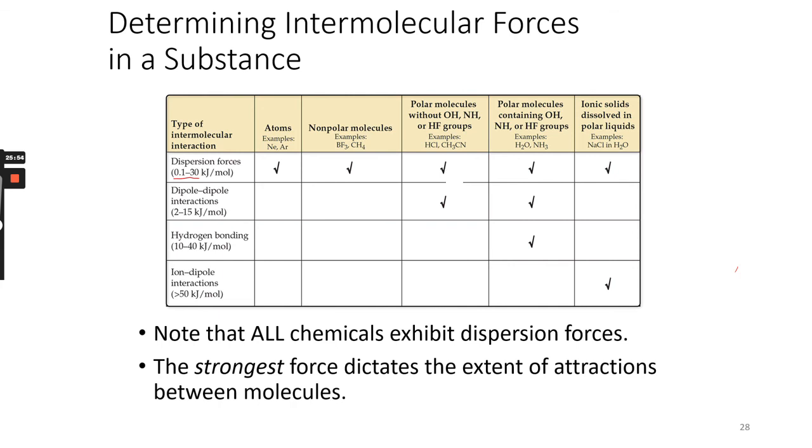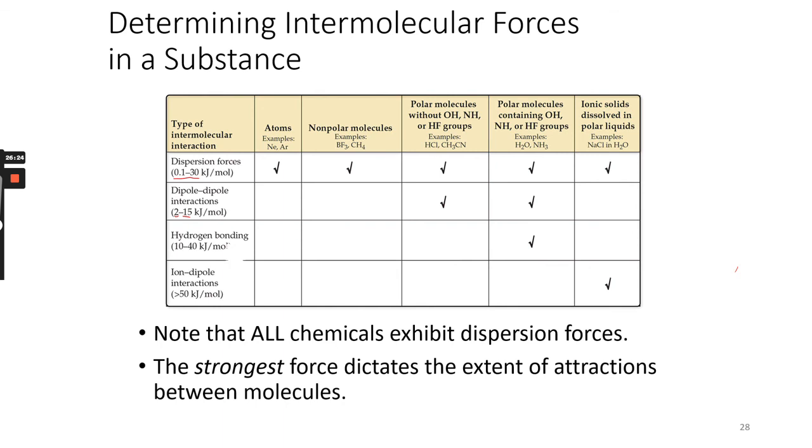But look, dispersion forces are everywhere. They are in polar molecules, they are in hydrogen-bonded molecules, and they are in ionic solids. So you always have dispersion forces. Let's look at dipole-dipole. Look at its energy range, from 2 to 15. They are present in polar molecules bonded to each other and when you have hydrogen bonding. So when you have hydrogen bonding, you have both dipole-dipole and hydrogen bonding occurring.